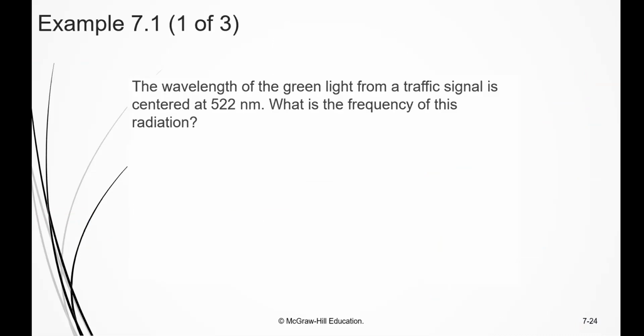For part number 2, we're going to look at the wavelength of a green light at a traffic signal, and it's at 522 nanometers. We want to find the frequency. We know that c is equal to our frequency times our wavelength. Our c is in meters per second, and our frequency is 1/second. So we want to make sure that we get those wavelengths into meters in order for this to work.